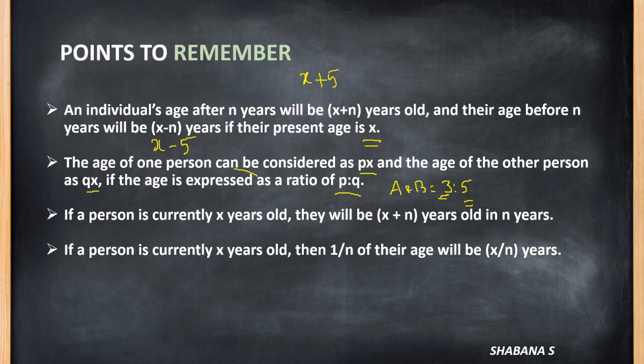Simple. The third statement is, if a person is currently x years old, they will be x plus n years old in n years. Just a reversal of your first statement. So if a person is currently x years old, they will be x plus 5 years old in the next 5 years. That's what it means. The fourth: if a person is currently x years old, then 1 by n of their age will be x by n years. You apply all these 4 statements in all the questions to have an easy workout. Then it is all about your arithmetic, nothing more, simple.